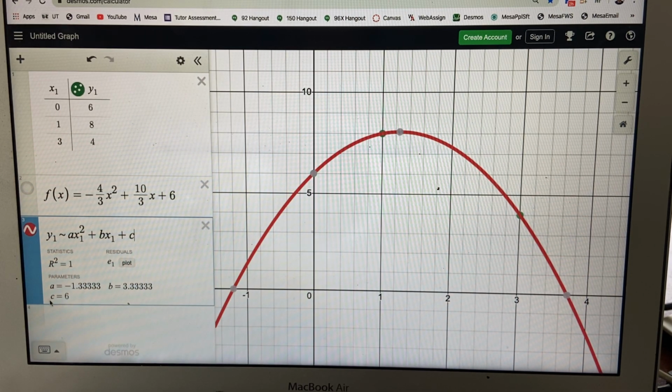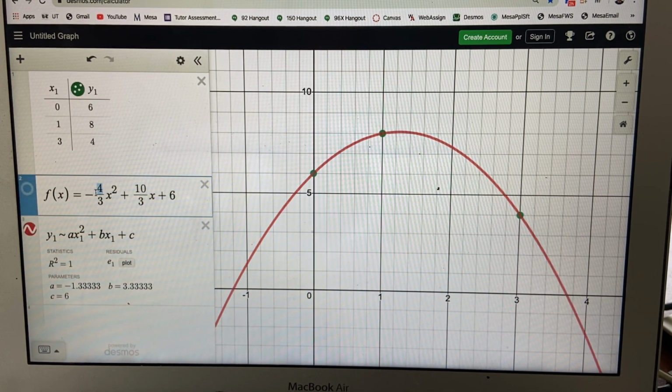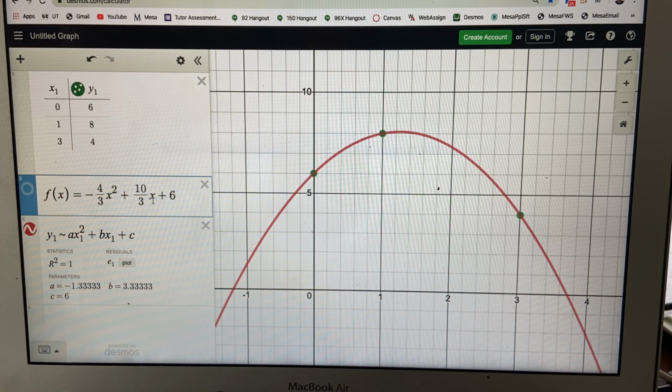What it's saying over here is what these values are, right? Negative 1.333, that is exactly what we found here. Negative 4/3 is negative 1.333 forever. B for an exact form is 10/3. Desmos is just doing the best job it can, so it's saying it's 3.333 forever, but that's exactly what 10/3 is. And then it found C to be 6, which is exactly what we had for C.